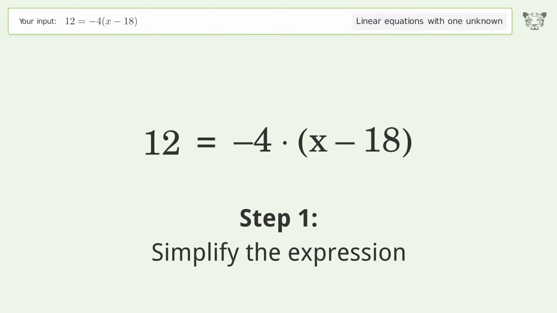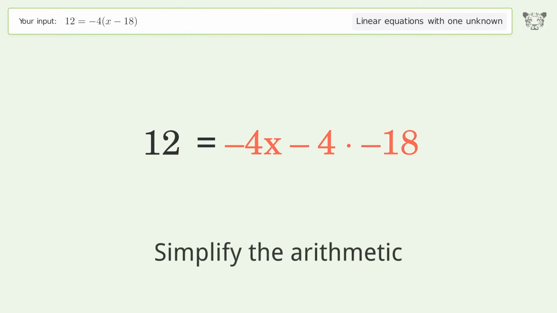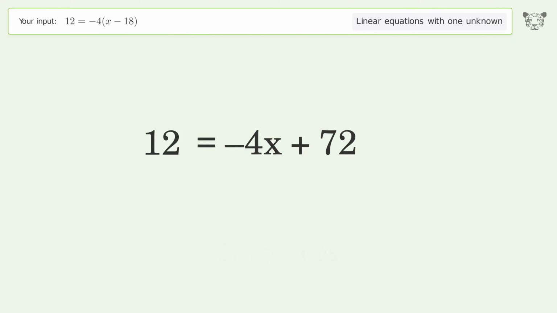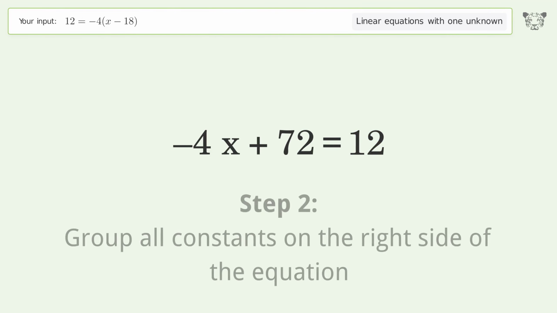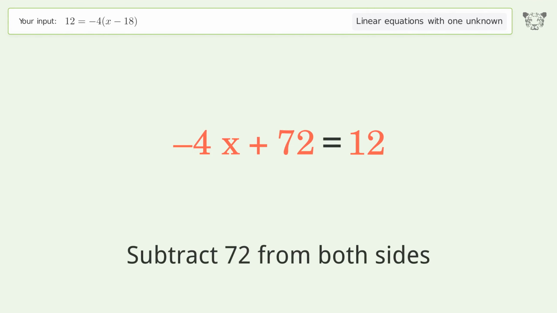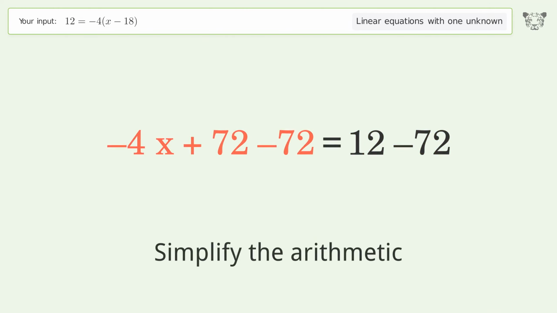Simplify the expression. Expand the parentheses. Simplify the arithmetic. Swap sides. Group all constants on the right side of the equation. Subtract 72 from both sides. Simplify the arithmetic.